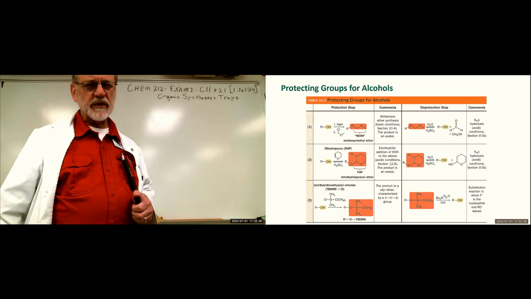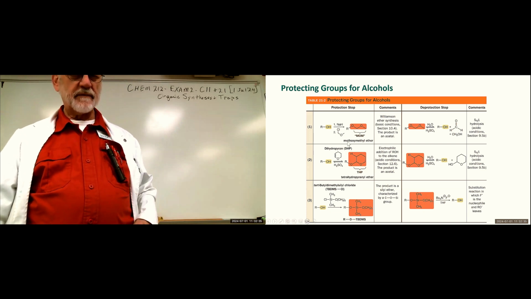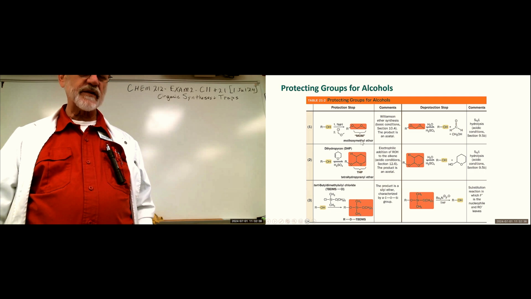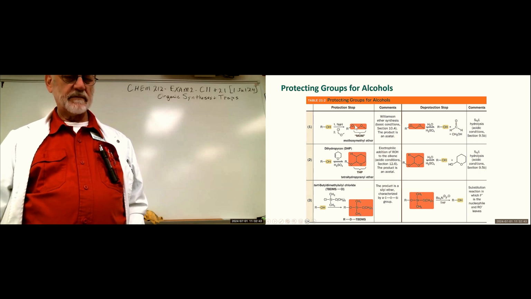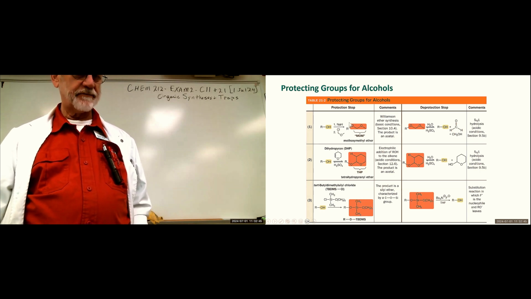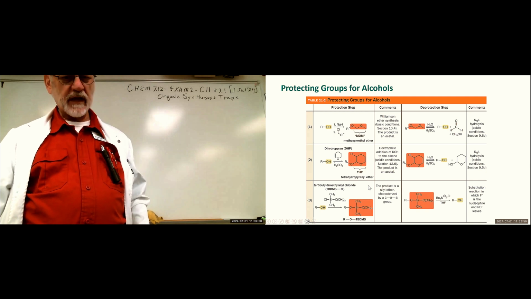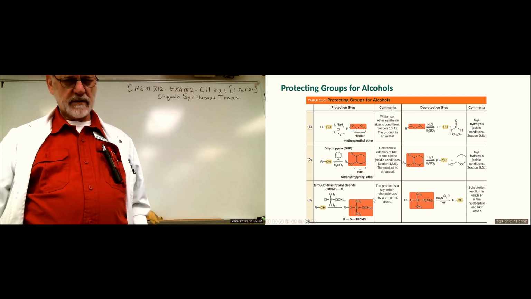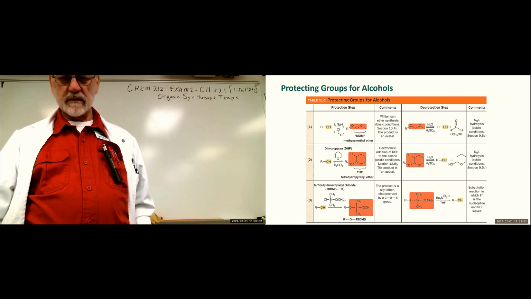These are protecting groups for alcohols. It doesn't have to be the methoxymethyl ether. Ethers are very resistant under strong nucleophile and strong base conditions, so they're good protecting groups. Looks like a lot of them are ethers. What's this TBDMS? Tertiary butyl dimethyl silyl chloride. My goodness, that's a monster.